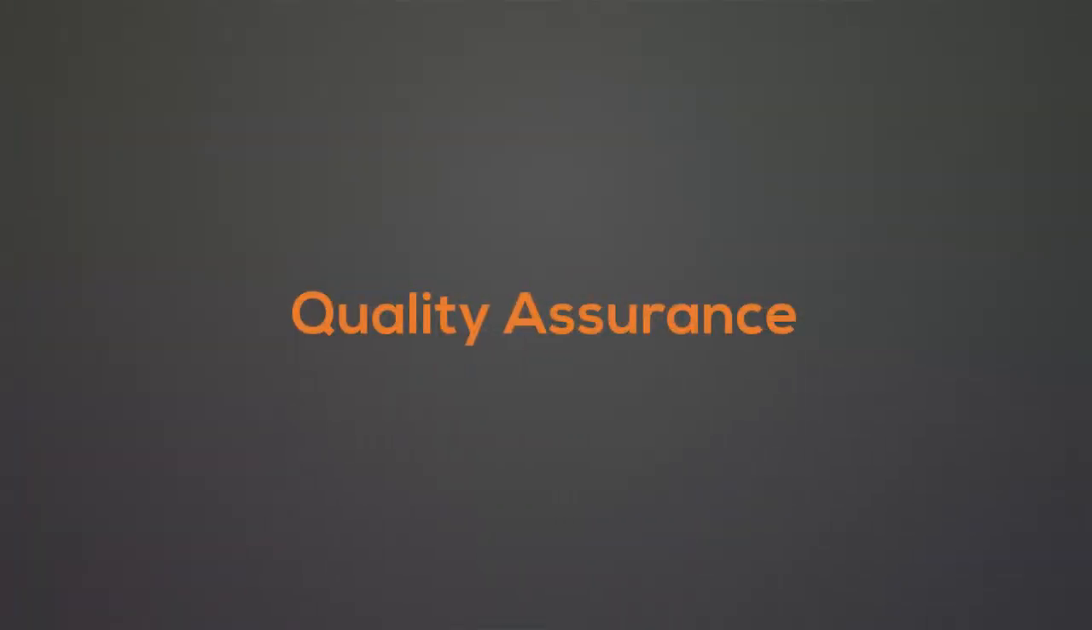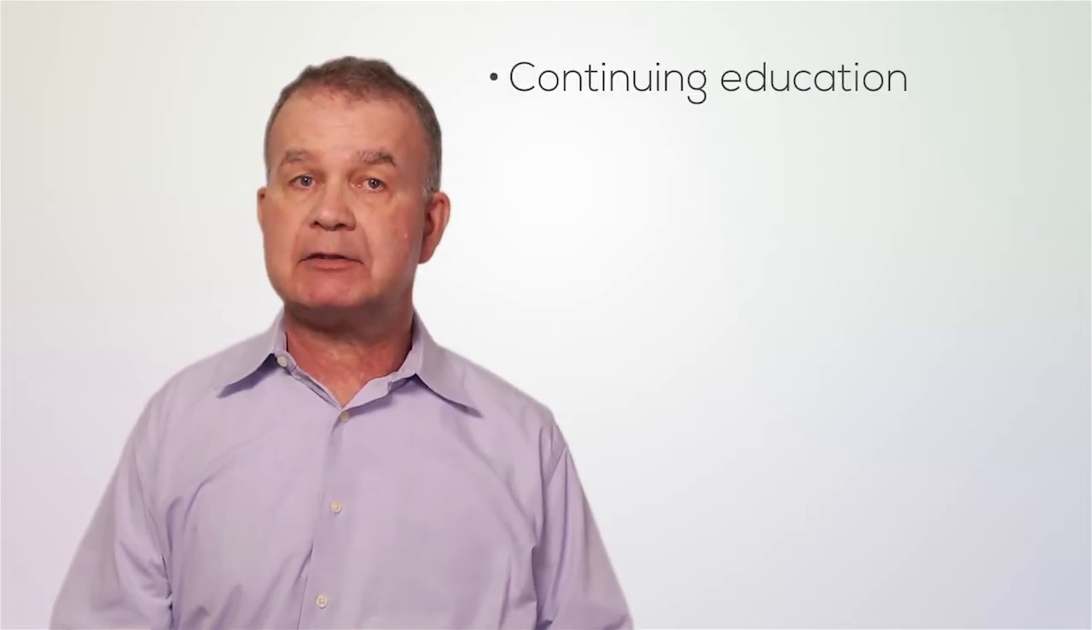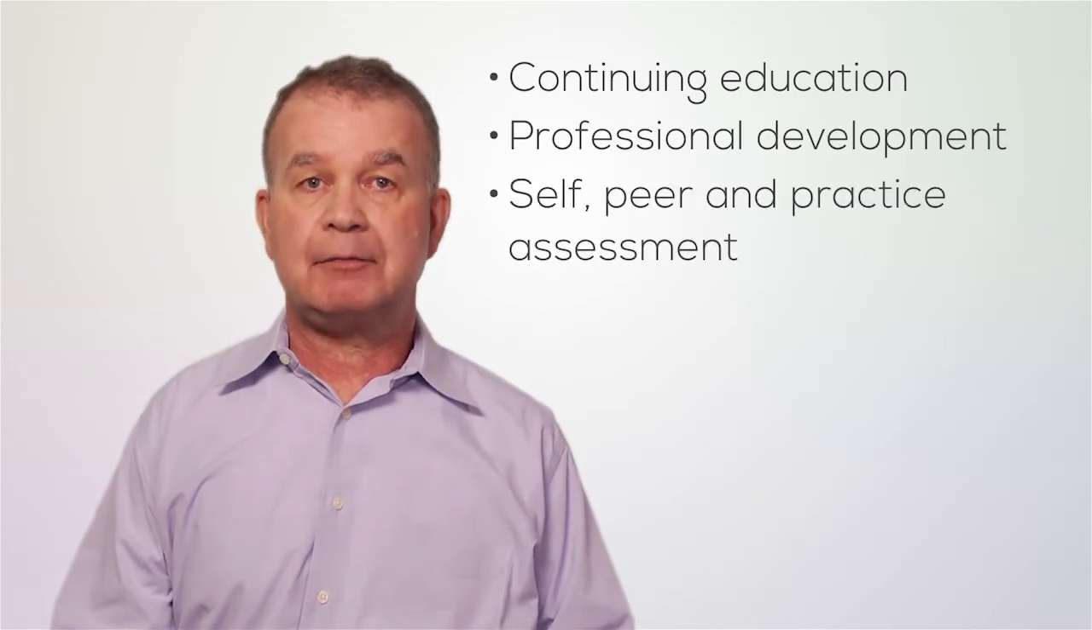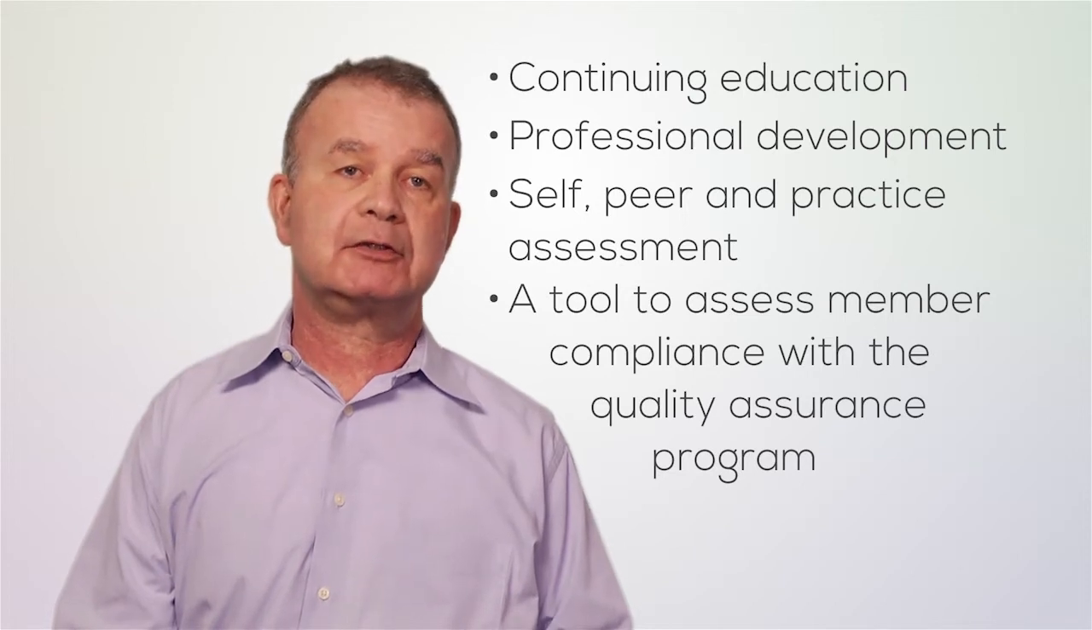And now to the Quality Assurance Committee. This committee is responsible for college quality assurance processes. College quality assurance programs refer to the programs colleges have implemented to systematically measure and validate the appropriateness and effectiveness of the care their members provide. The Code directs colleges to make regulations that prescribe a quality assurance program and sets out the minimum requirements for such a program, including continuing education, professional development, self, peer, and practice assessment, and a tool to assess member compliance with the quality assurance program.